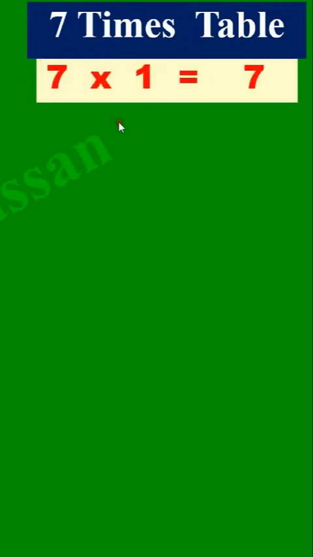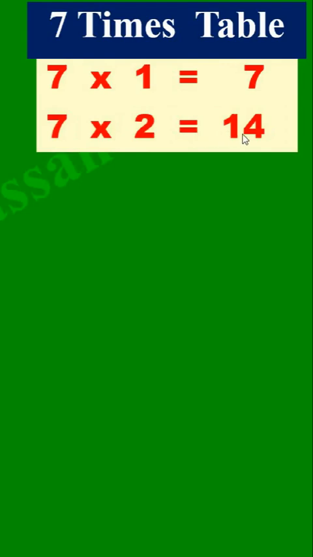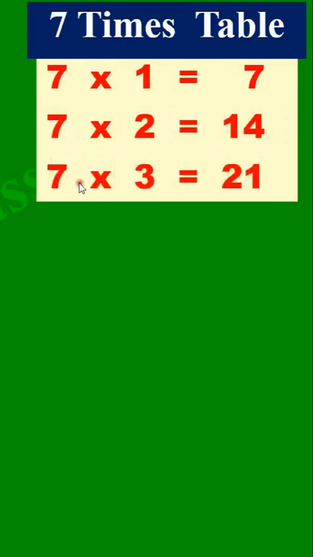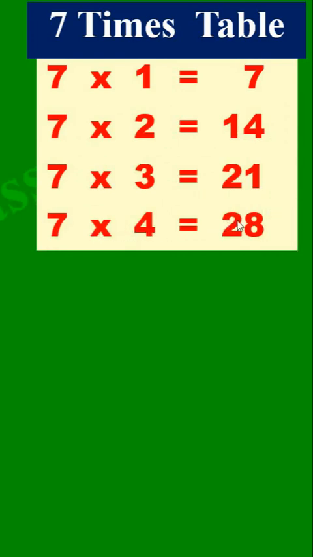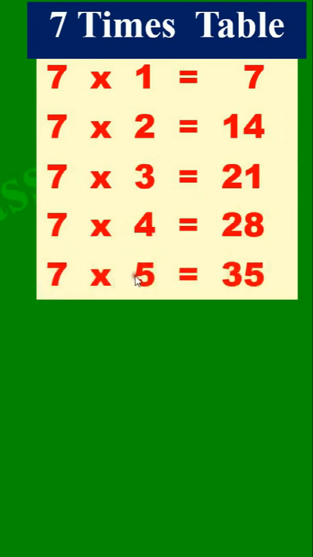7 times table. 7 times 1 is equal to 7. 7 times 2 is equal to 14. 7 times 3 is equal to 21. 7 times 4 is equal to 28. 7 times 5 is equal to 35.